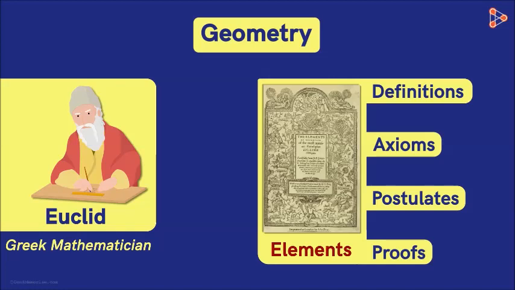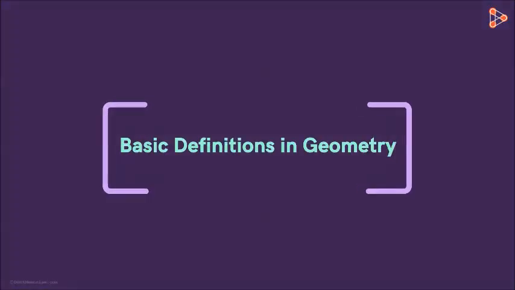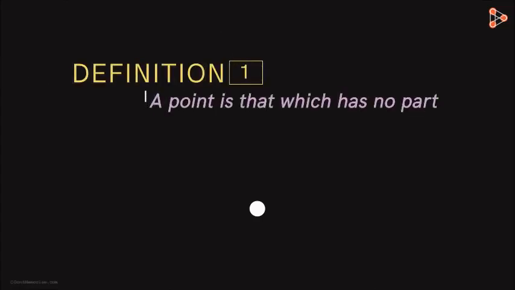We will try to cover some important definitions, axioms, and postulates from his books that will help us in solving and proving theorems to make our understanding of geometry clearer. In this lesson, we will understand some basic definitions in geometry. The first definition is that of a point. Euclid defined a point like this. A point is that which has no part.